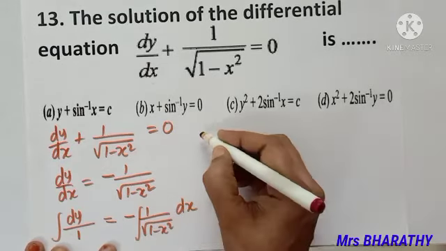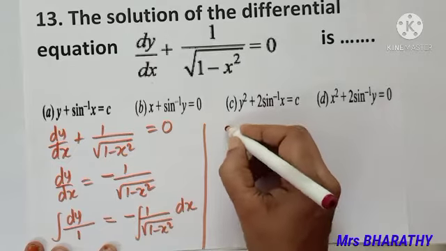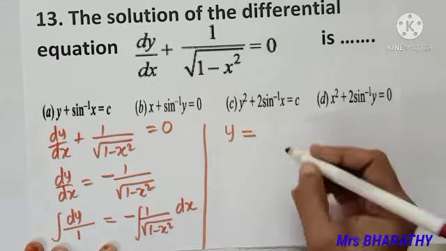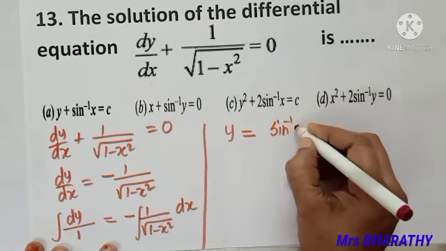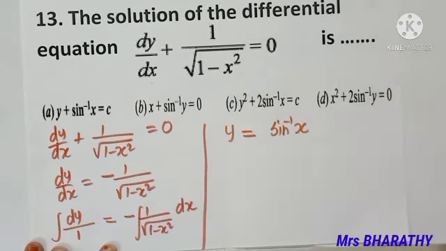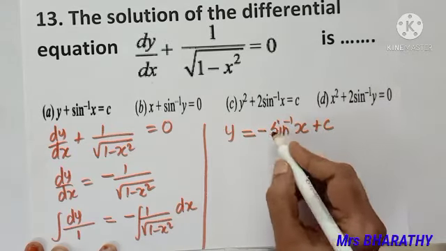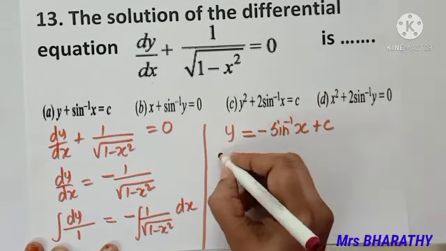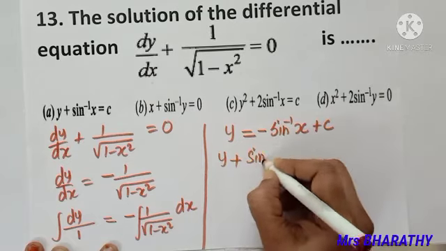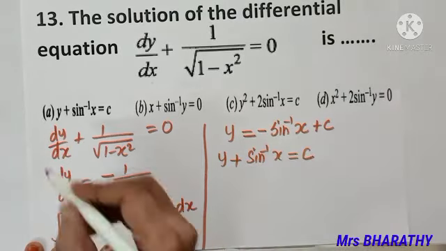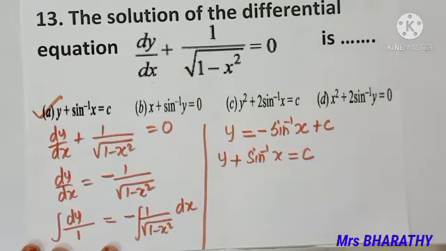As we integrate, the integral of dy is y. The integral of 1 by root of (1 minus x square) is sine inverse x. The minus symbol stays as it is, plus c. Bringing minus sine inverse to the left, it is y plus sine inverse x equals c. Option A is the right choice.